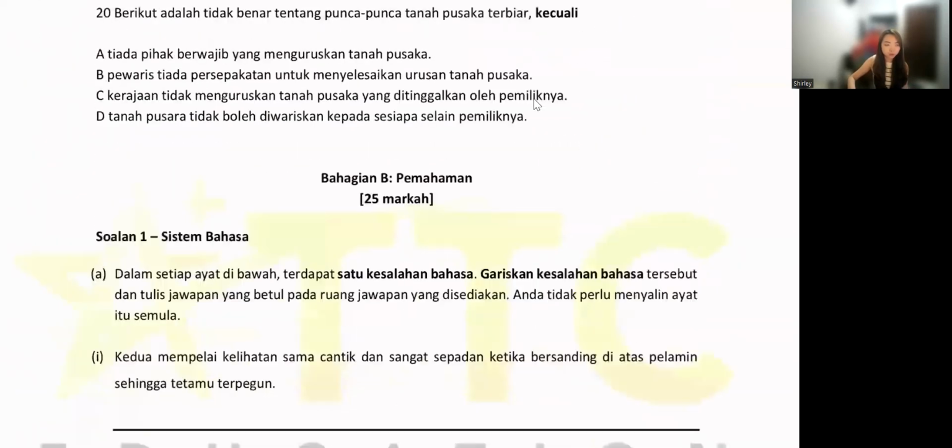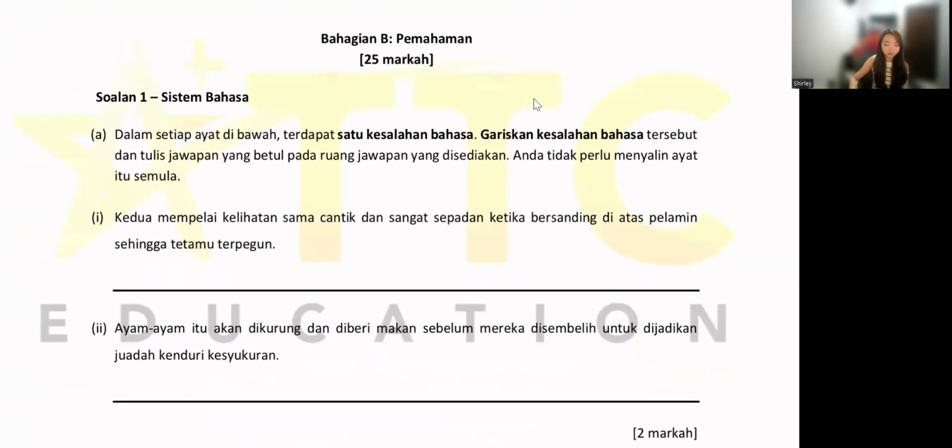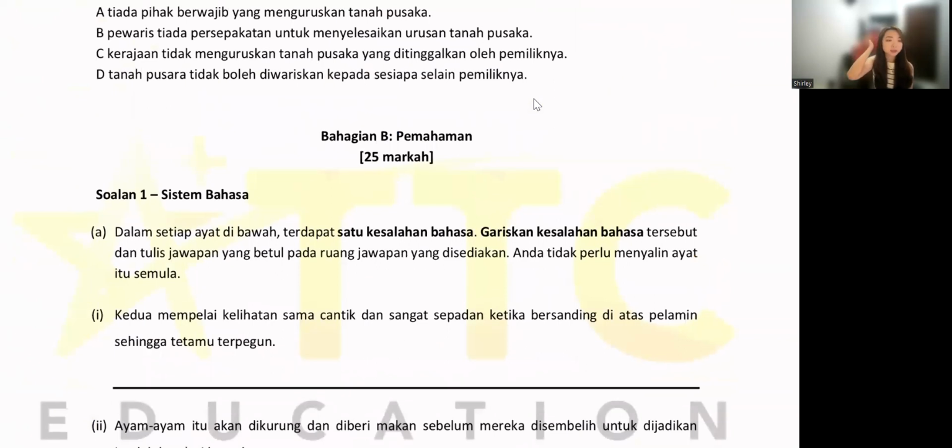Okay, flip. I want to go to the bahagian B. This is page 13. Okay, look at page 13. For the sistem bahasa, let me go through with you. For the subjective questions, I will go through the B and the C with you. Okay, look at this one. What is really important is that every time, please read the arahan, because over here, terdapat satu kesalahan bahasa. Lepas tu, they ask you to gariskan kesalahan bahasa. Tulis jawapan yang betul pada ruang jawapan. And then, tidak perlu menyalin ayat itu semula. If you recopy the sentence, it is very obvious that you never read the instruction.